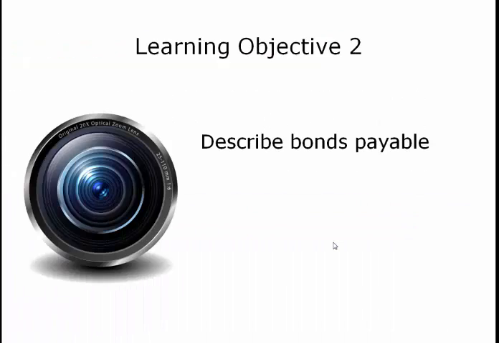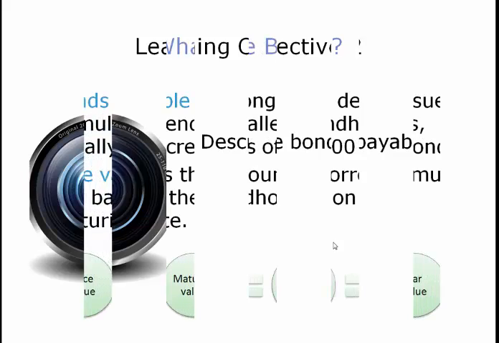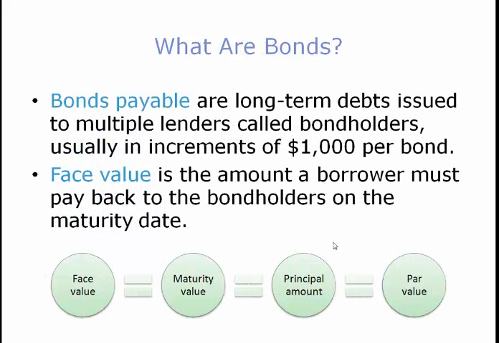Now, bonds payable is a little bit different than mortgages payable and notes payable in that it's a much more formalized document, and it's long term. They're issued based off of $1,000 per bond. And if you notice here, these are things that are on the note: face value, maturity value, principal amount and par value. Face value is basically what the borrower is going to have to pay back. So they might say they issued $100,000 worth of bonds, but it's going to be in $1,000 increments. That means they issued 100 bonds for $1,000 each.